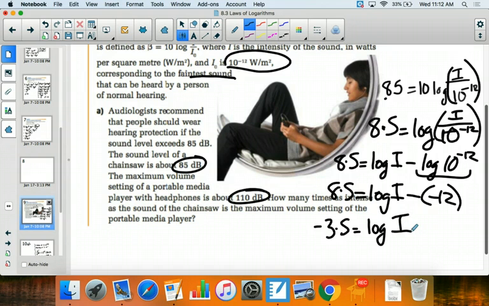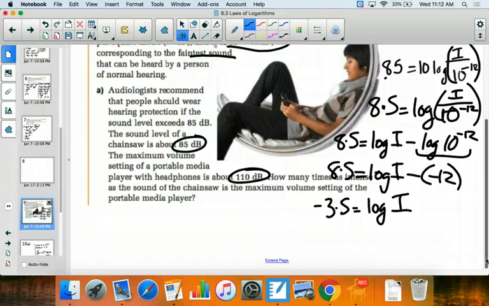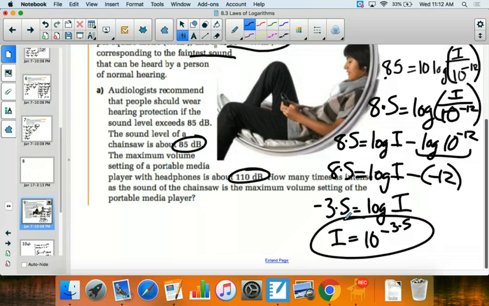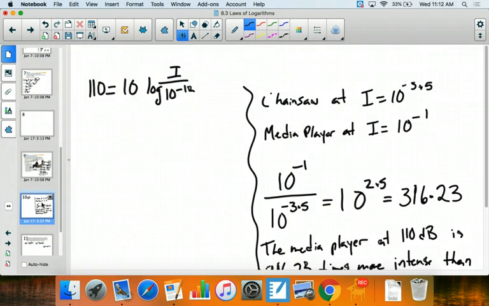And when you're solving for that argument, you switch your logarithm back into exponential form. So that means that I is equal to 10 to the power of negative 3.5. Okay, so the intensity of the chainsaw is 10 to the power of negative 3.5. But I am not nearly done, because that's just evaluating the intensity of the chainsaw. Now I need to evaluate the intensity of the media player and then compare the two to see which one is more intense.